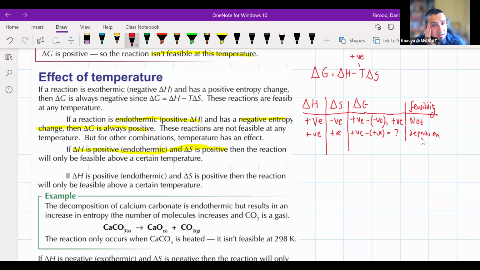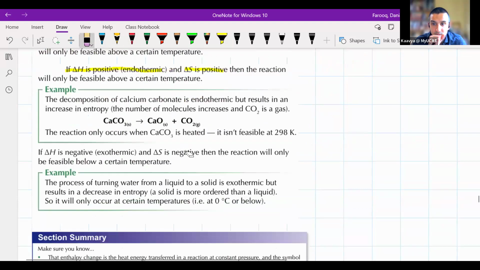So it depends on T. If T is large enough, then we would be subtracting enough to get negative. So instead of saying depends on T, I should really say if T is large enough, then it's feasible. And then the next situation we have is positive endothermic and S is positive. Oh, sorry, we just did that one. I think I've probably copied that twice. Okay, cool. So that's it. Then the next one.